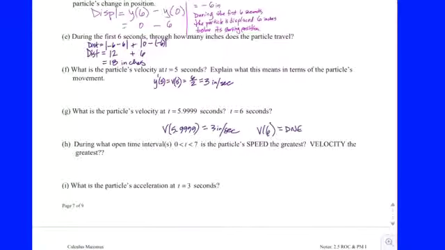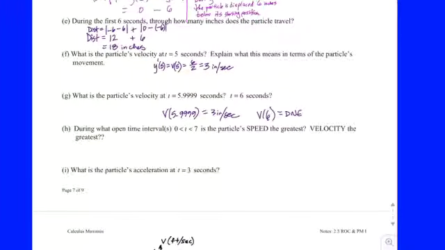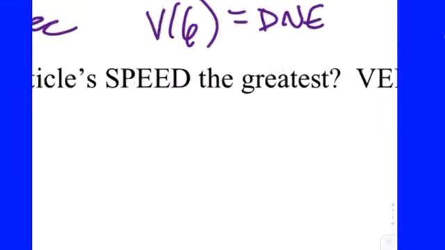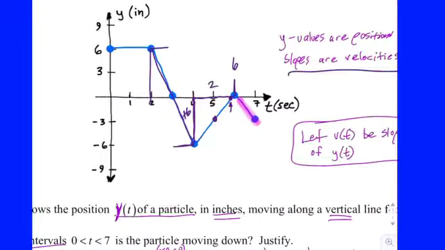During what open intervals from 0 to 7, so now we're back to using the entire graph on the open interval, at what time or time intervals is the speed the greatest? The speed the greatest. Well, what are we looking at in terms of speed then on here? Absolute value of the slope, right? So literally the steepest part in any direction. Well, there's really only three candidates, yeah?